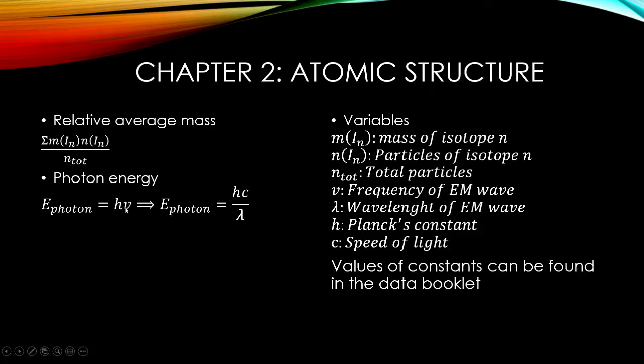And there's also an equation which is called the wave equation for electromagnetic radiation, which is that c, or the speed of light, equals the frequency times the wavelength. And if you rearrange that, you get that v, or the frequency, equals the speed of light over wavelength. So if you substitute that into the equation, you get that the photon energy equals Planck's constant times the speed of light over the wavelength of the electromagnetic wave.